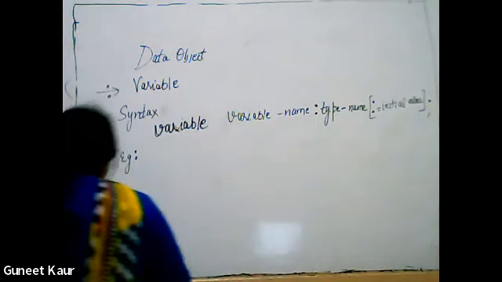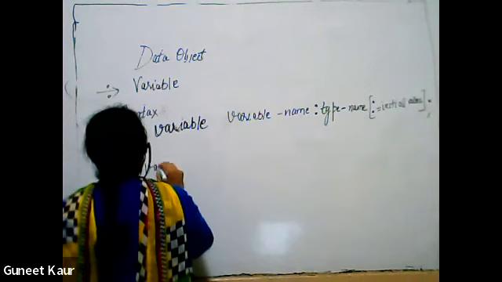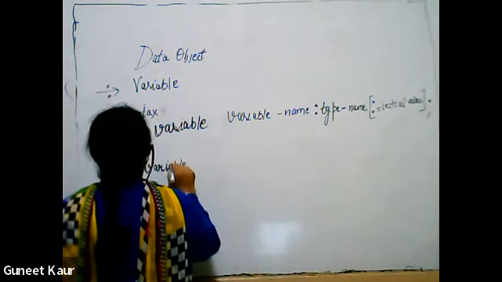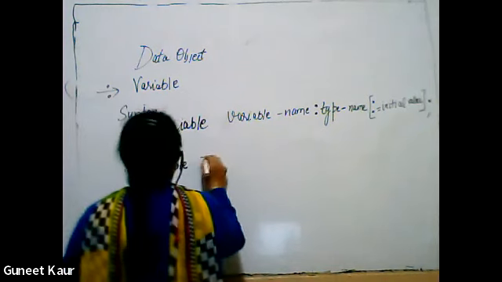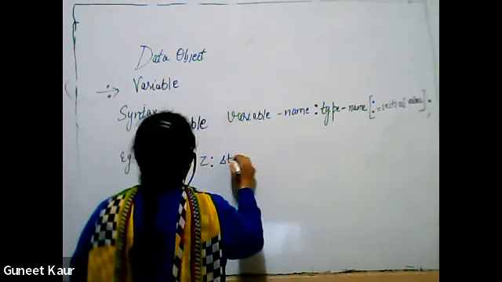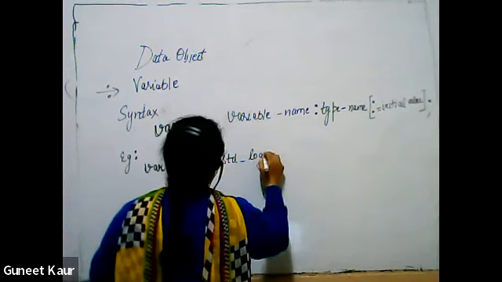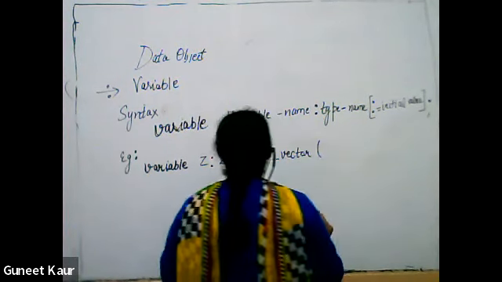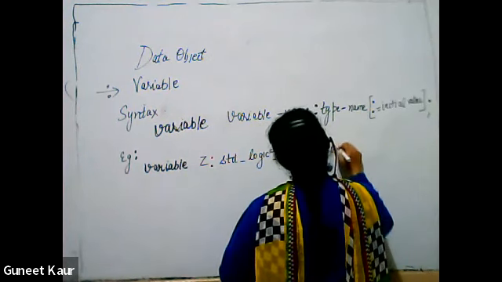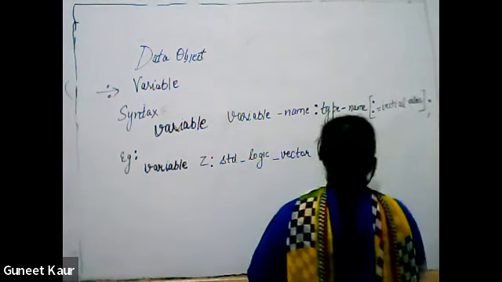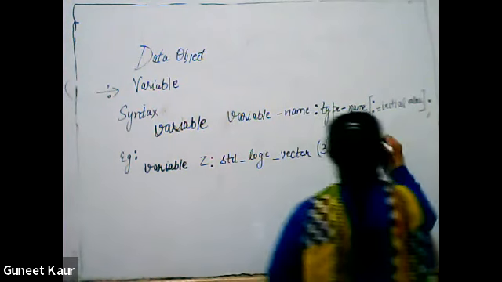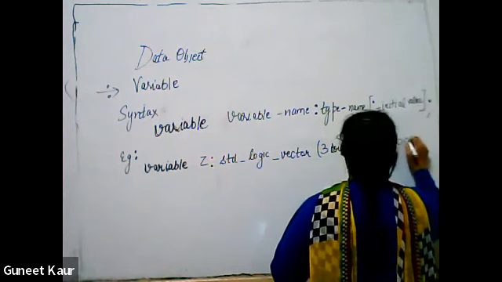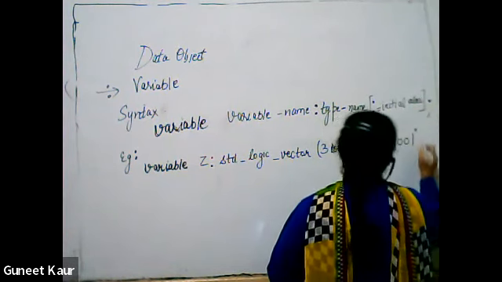Now I will write the examples. The example is: variable z colon std_logic_vector, round bracket start, 3 down to 0, round bracket close, colon equal to, double quote start 1 0 0 1 double quote close, semicolon.